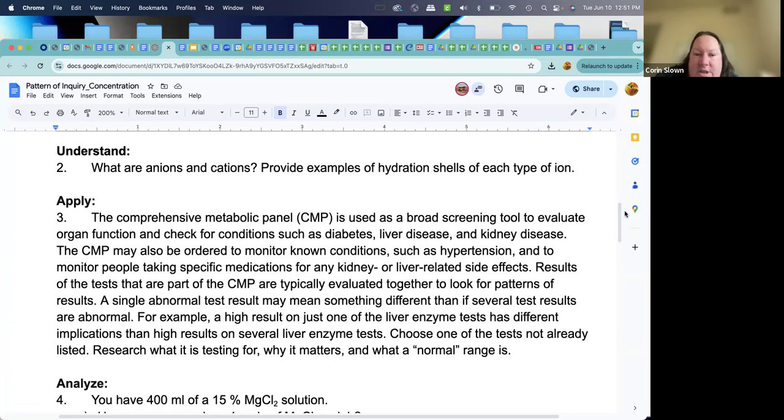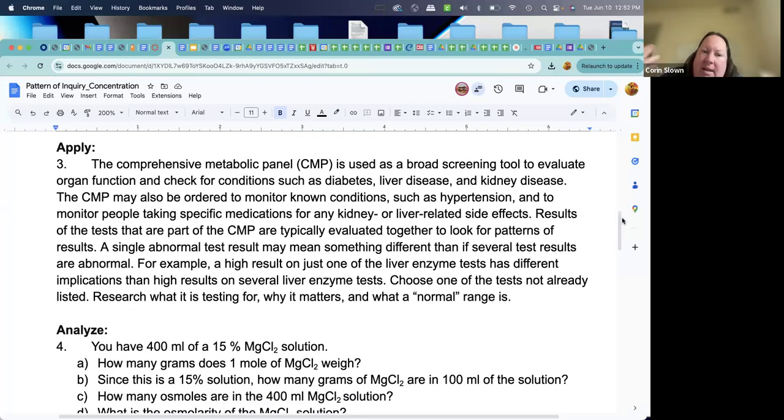And then the next question I want you to think about are the anions and cations that we've been thinking about. So provide examples of hydration shells of each type of ion and try to be accurate with the number of water molecules that surround them. So think about how many water molecules are going to surround a sodium ion. Think about its relative size. Think about how many water molecules are going to surround a chloride ion. What's its relative size?